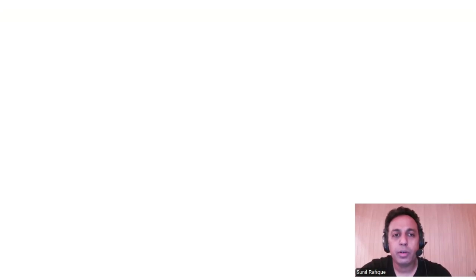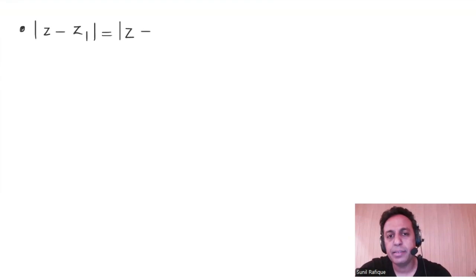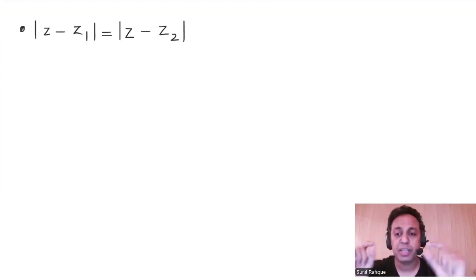The type 4 in loci looks like this. Modulus of z minus z1, which means the distance between z1, a fixed point in this case, and z, a variable point, like discussed earlier, will be equal to modulus of z minus z2. Now, you can see that if you think about it, a variable point in an Argand plane is equidistant from two fixed points. So, what does that mean?